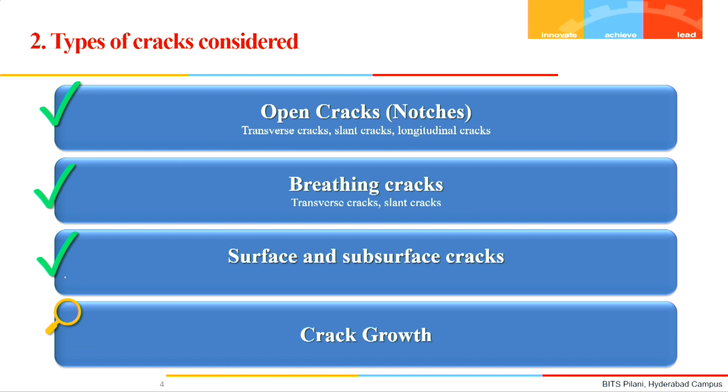Generally, open cracks are in the form of notches which remain open throughout the cycle of vibration. These are classified as transverse cracks, slant cracks, and longitudinal cracks. There are several models available. Breathing cracks: generally there's a confusion whether it is a growing crack or not, but the breathing cracks considered in this type of modeling just open up to a particular crack length, and then they gradually open and gradually close when the vibration happens. In half a cycle they remain closed, in half a cycle they remain open.